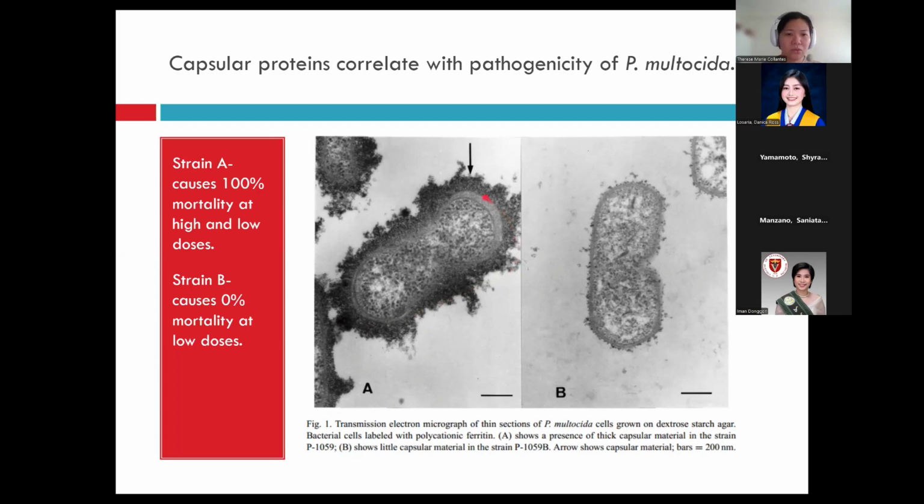So even though you administer a low level of infection to the host, it will still cause 100% mortality. And then you have strain B here, which is devoid of the capsule. So at low doses, this bacteria will cause 0% mortality. So this shows us that the capsule is important for the pathogenicity of this bacterium.